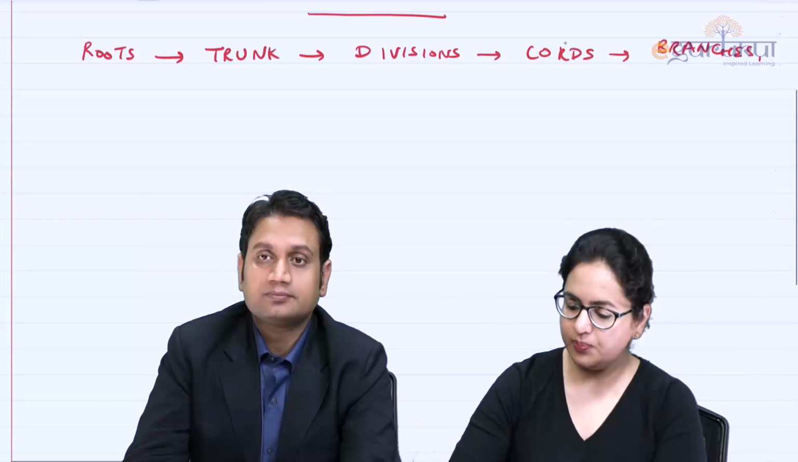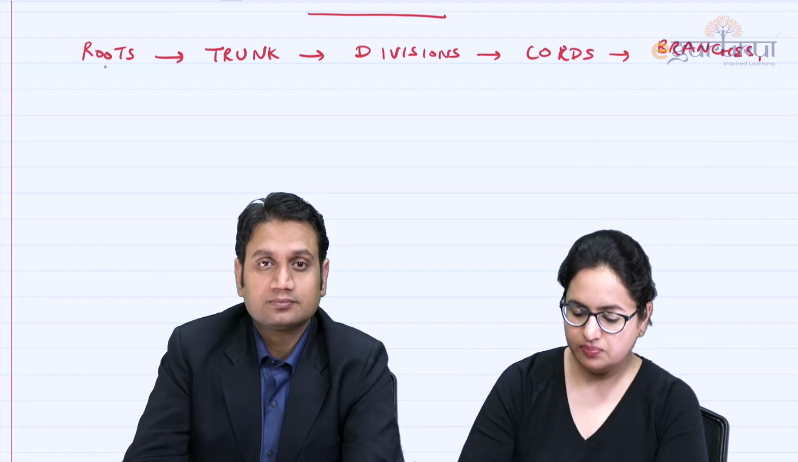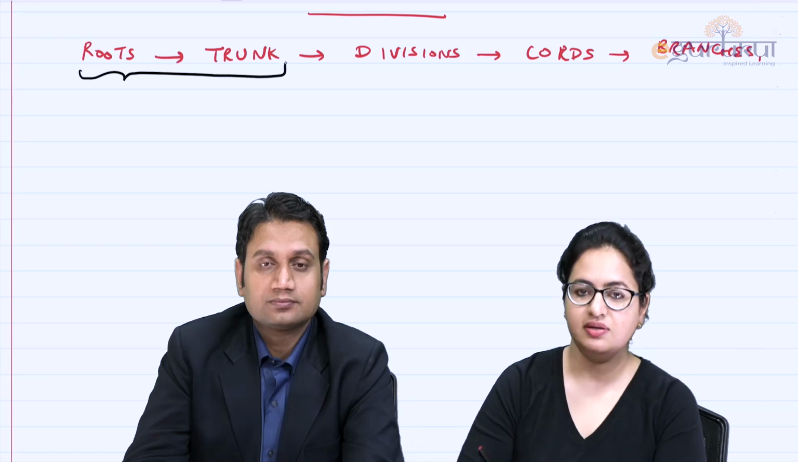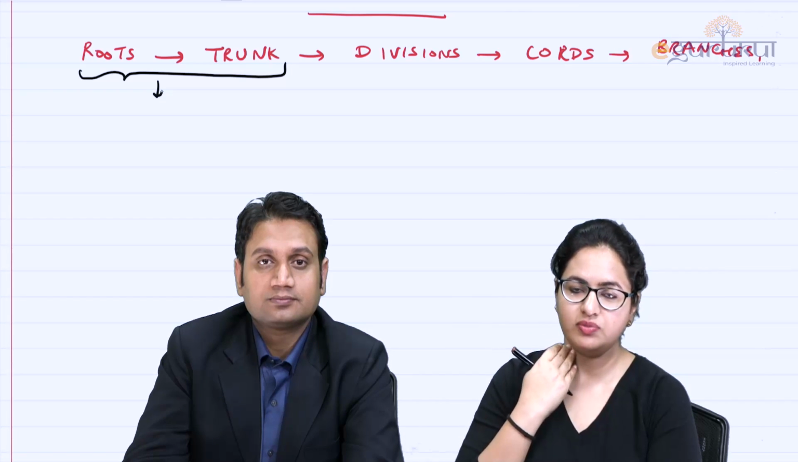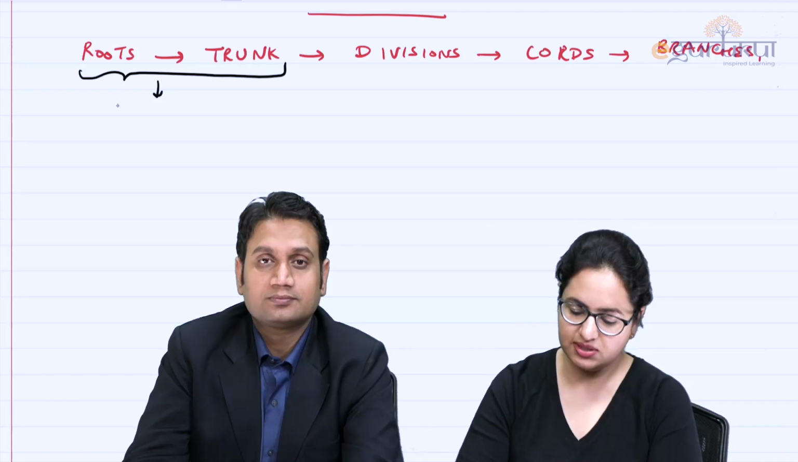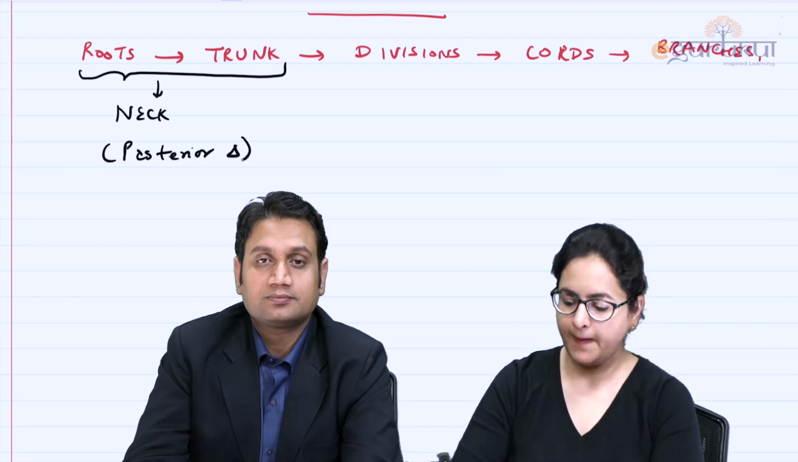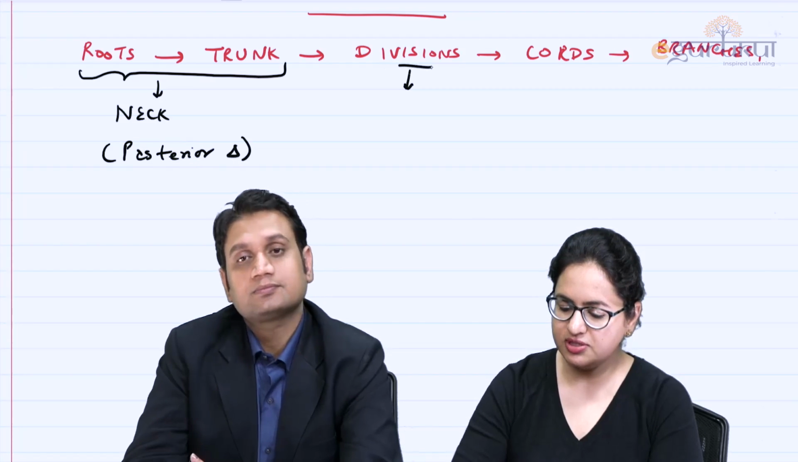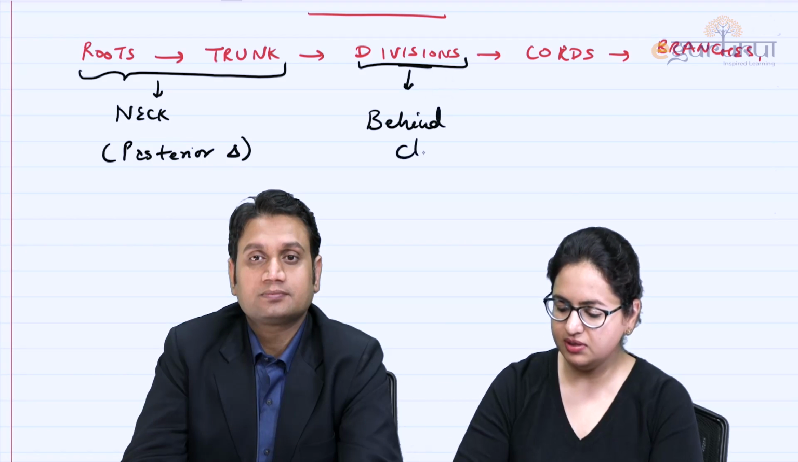These branches will be supplying the structures in the upper limb. Now we should be aware of the orientation of these parts. The roots and trunks are present in the neck. The roots take origin from the spinal nerves coming from the spinal cord, and form the trunks, which are present in the neck, more specifically in the posterior triangle of the neck. The divisions portion is present behind the clavicle.